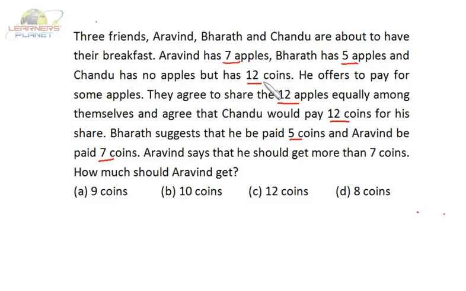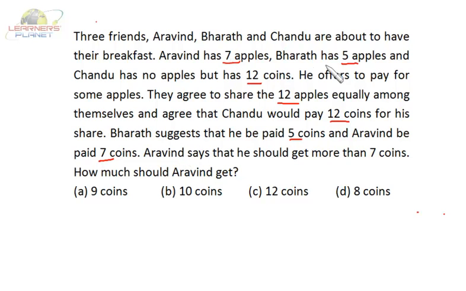Since Chandu is giving 12 coins and Arvind and Bharat have apples in the ratio 7 is to 5, that is 12. So definitely Arvind should get 7 coins and Bharat should get 5 coins. So why is Arvind expecting more? Is he a cheater? No. His expectations are genuine. Now let's see how his expectations are genuine.